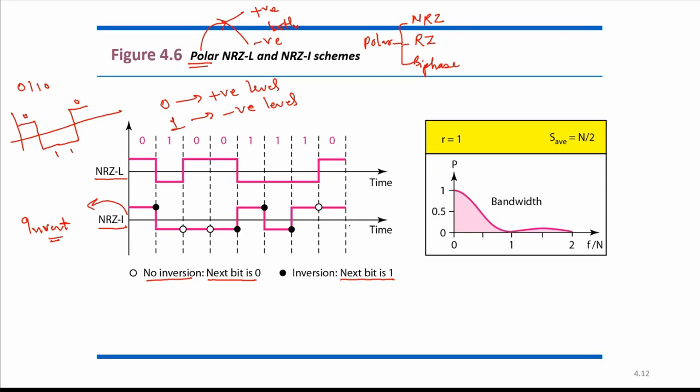This is the basics about NRZ-L and NRZ-I schemes. So bandwidth is given here, like the maximum is going to be high, or at 0 frequency the maximum is 1.